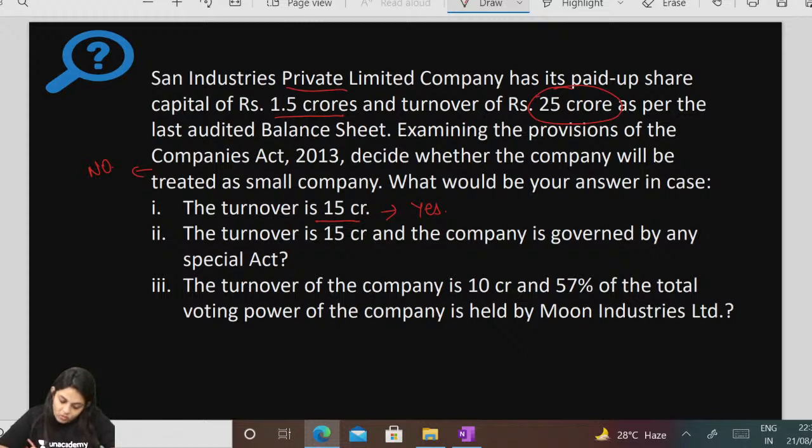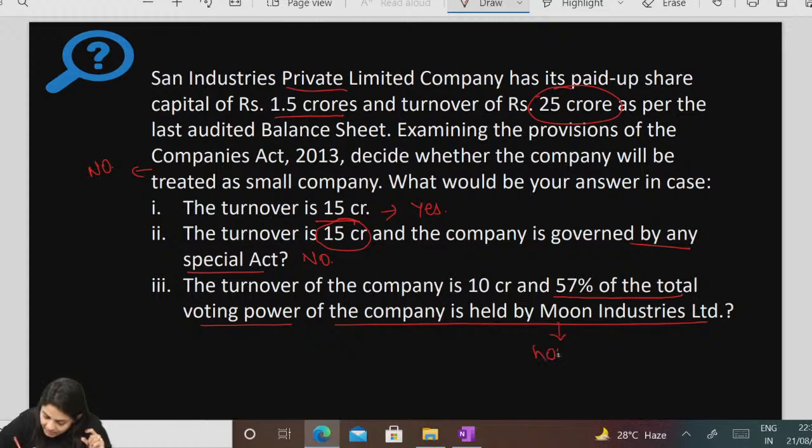Okay. The turnover is 15 crores and the company is governed by any special act. Well, in that case, it fulfills both the criteria, but it is governed by a special act. And when it is governed by a special act, no, it is not a small company. Correct? The turnover of the company is 10 crores, and 57% of the total voting power of the company is held by Moon Industries Limited. Well, 57% held by Moon Industries Limited means Moon Industries Limited is the holding company of San Industries Private Limited. Then can we say it is a small company?